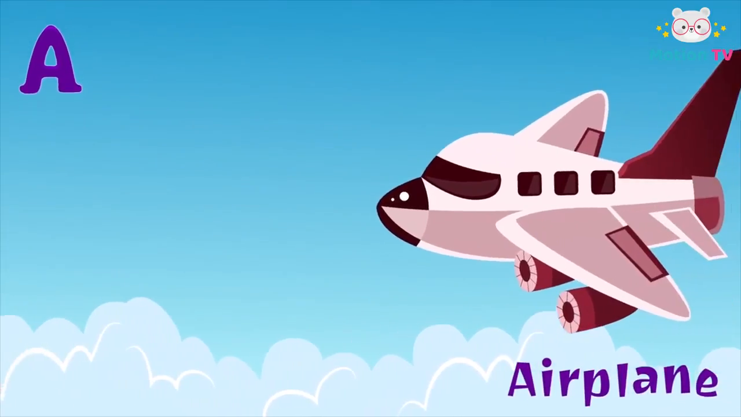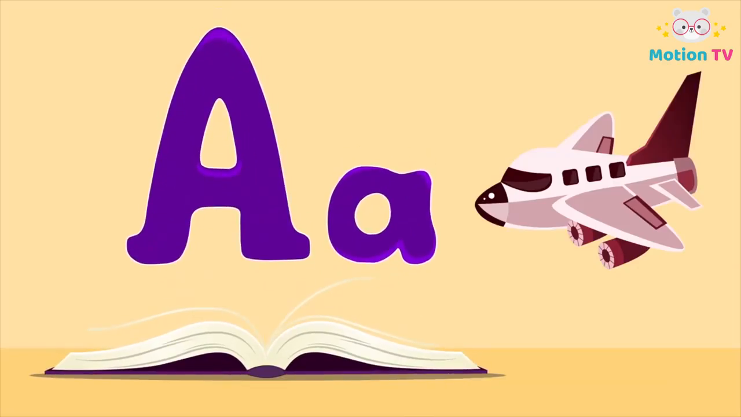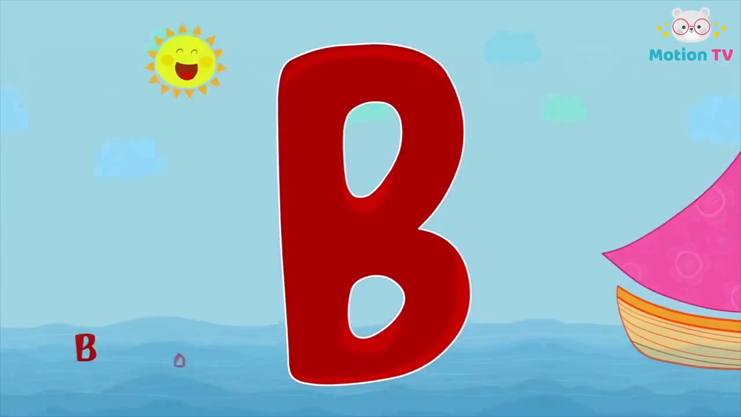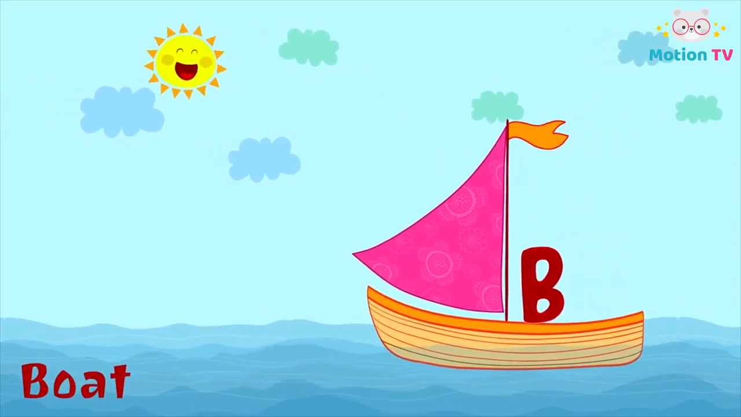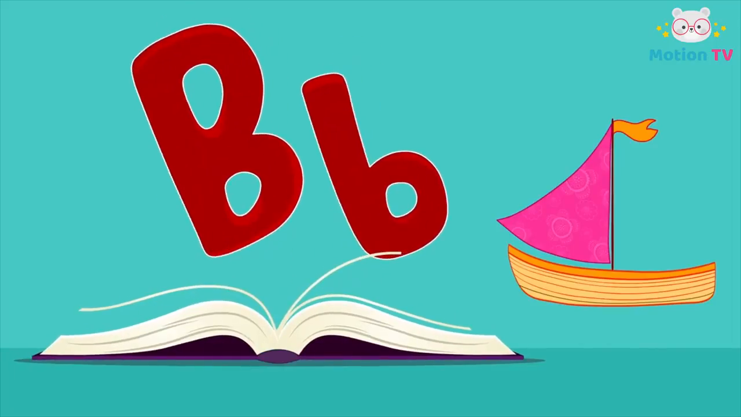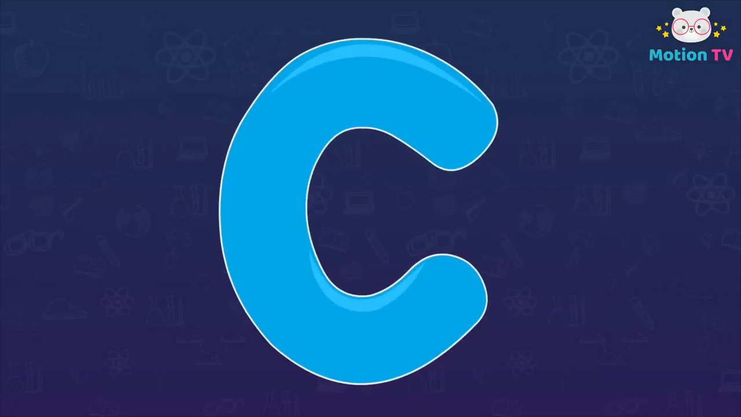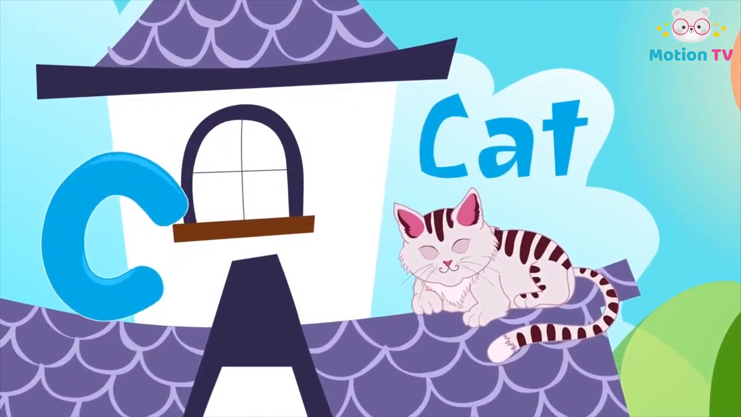A is for airplane. Airplane. A. B. B is for boat. Boat. B. C. C is for cat. Cat.